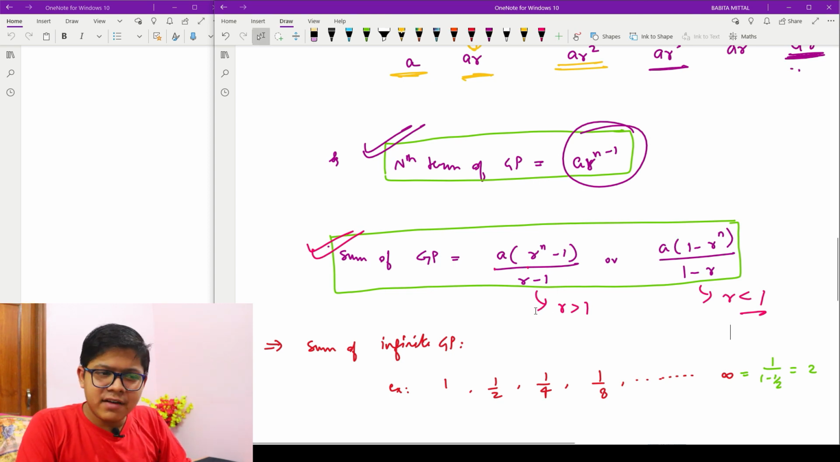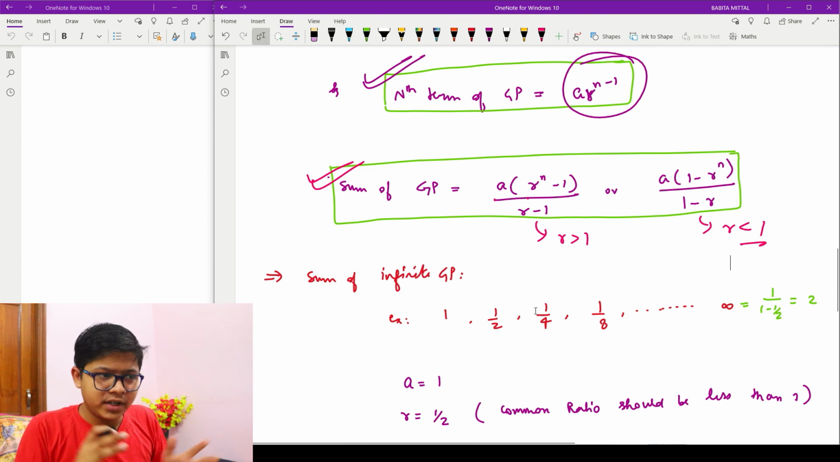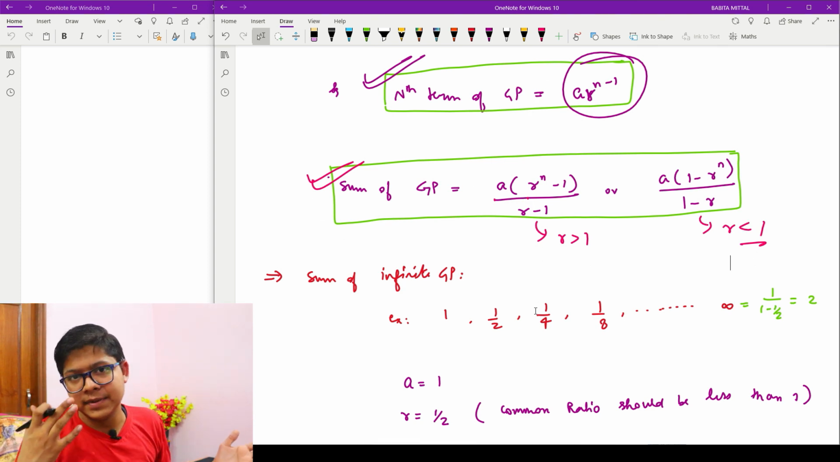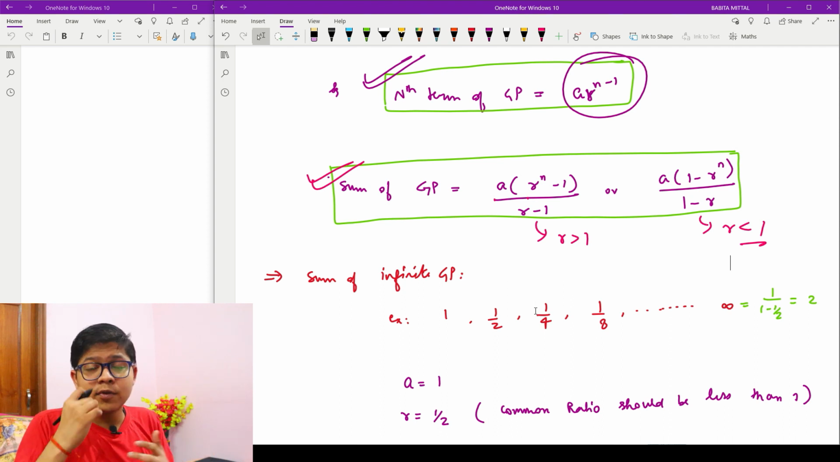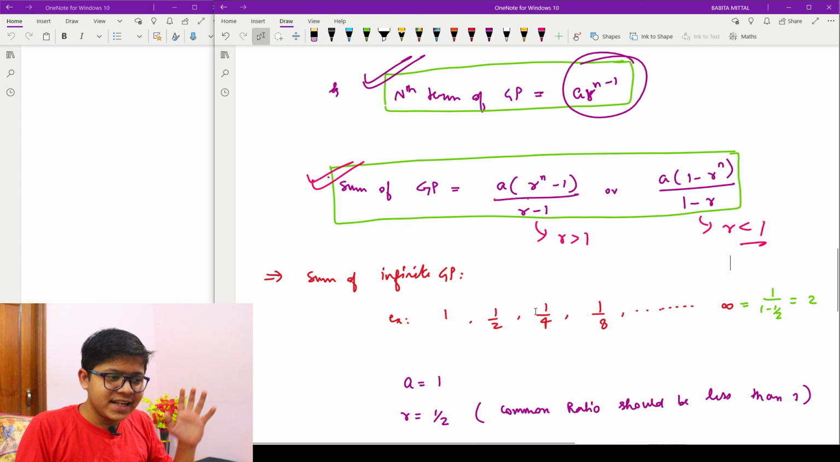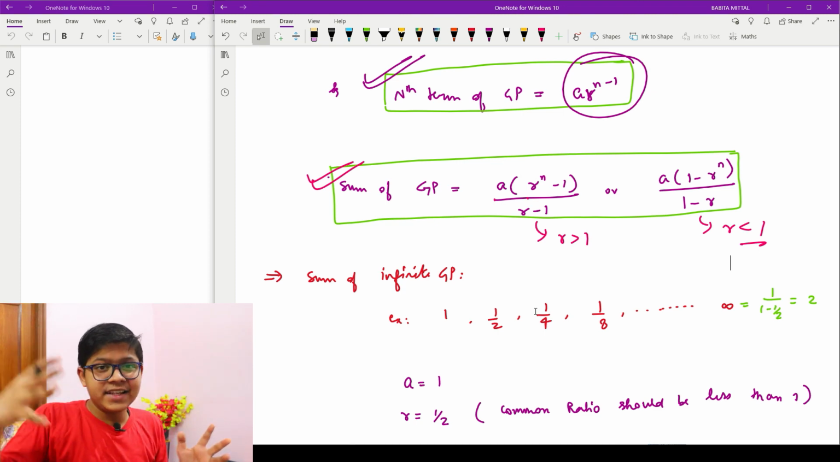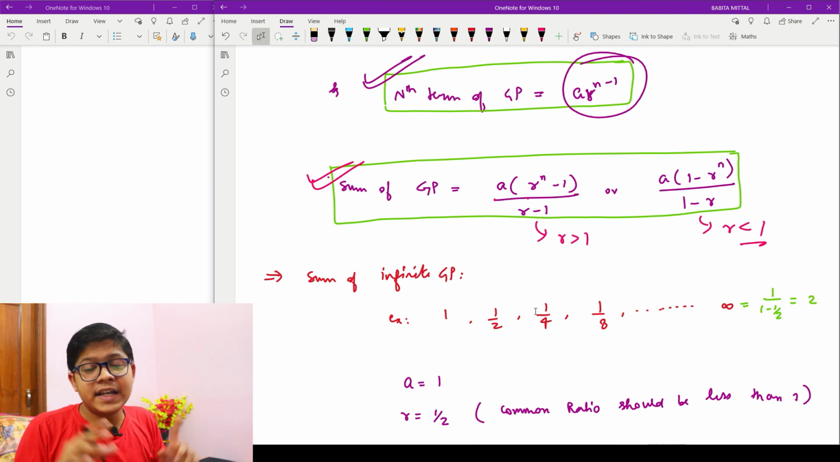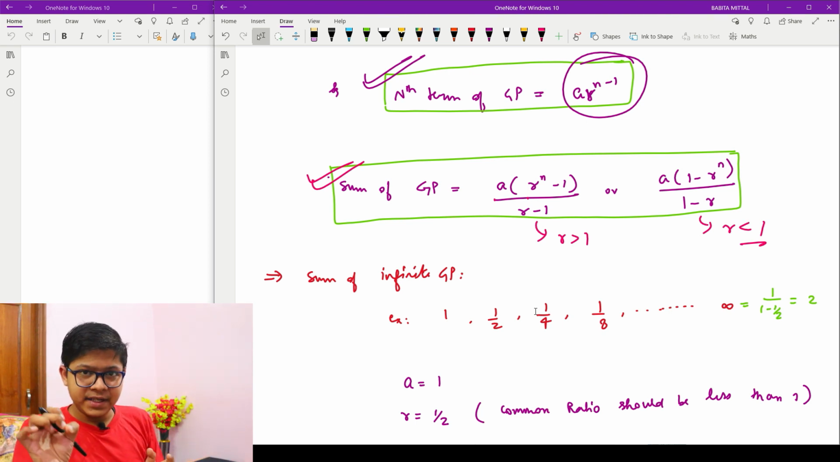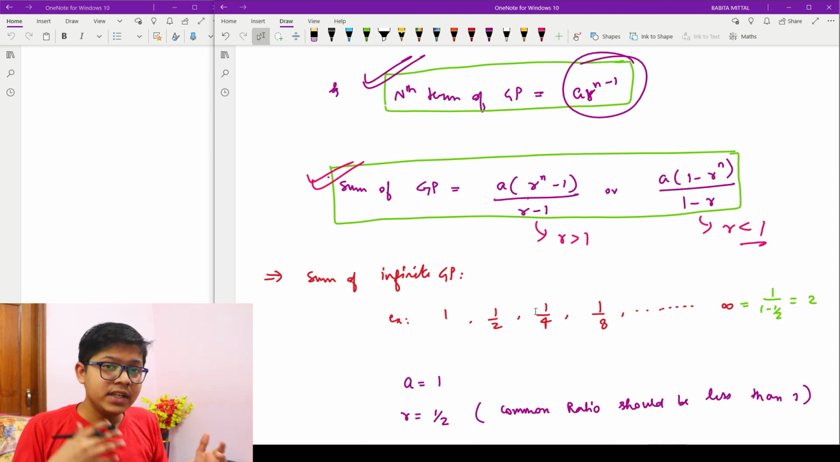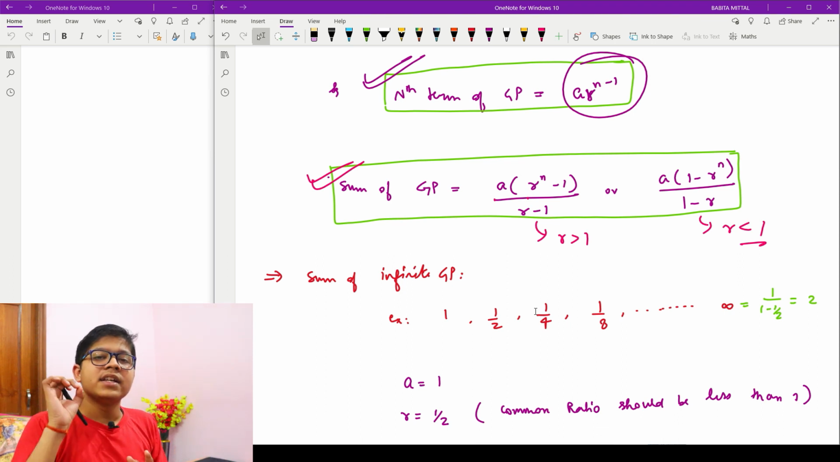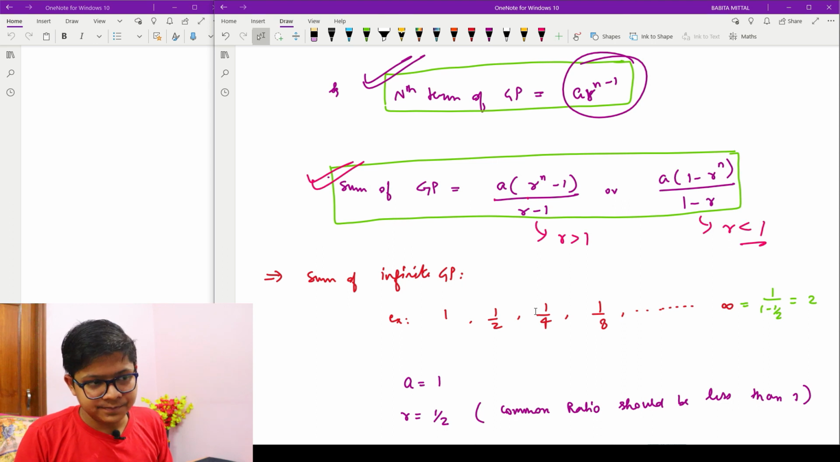Then we have a few series which are important. Now in GP, we also have the sum of infinite GP. Now, the sum of infinite GP is valid when the common ratio is less than 1, which means that the series should be reducing, because if it is increasing, then it might result in an infinite sum. So the sum formula of infinite GP is only valid when my common ratio is less than 1.